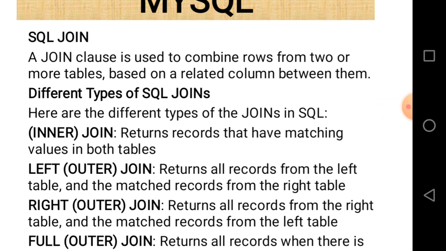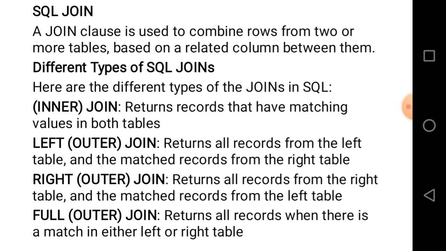The different types of SQL joins are inner join, left outer join, right outer join, and full outer join. Basically we can say that these are categorized into two basic categories: inner join and outer join. And outer join is again categorized into three different categories: left outer join, right outer join, and full outer join. So let us take them one by one.